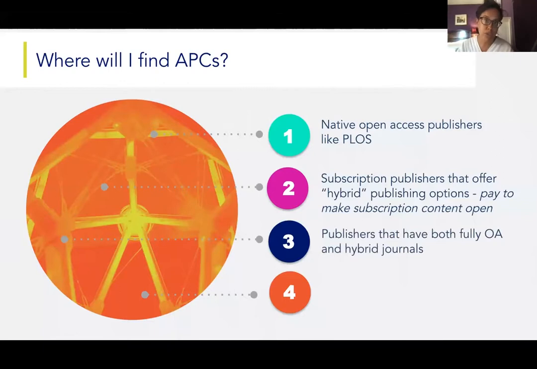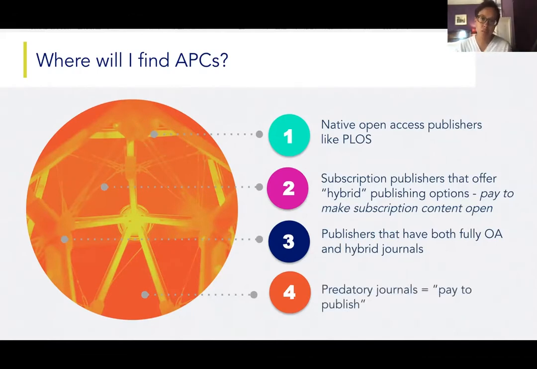Then there's obviously publishers that just have both types of journals. They have journals that are APC driven, fully open access, where authors retain their rights from the beginning, and they have subscription journals that give you that hybrid opt-in option. And then unfortunately, there are predatory journals.